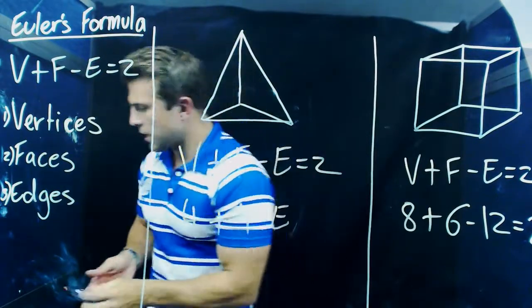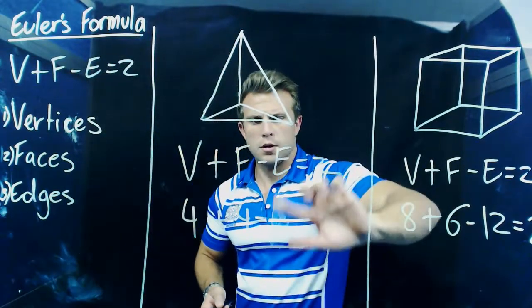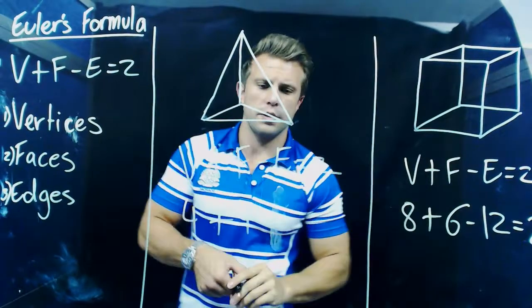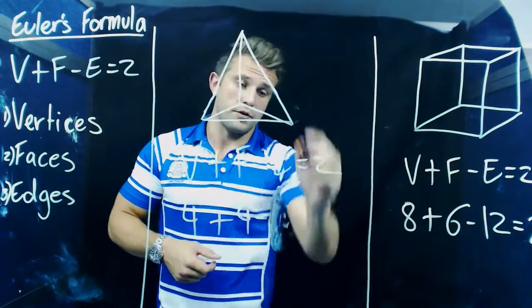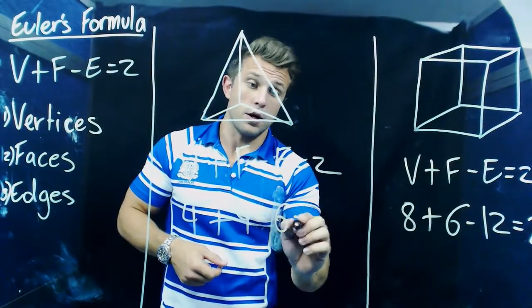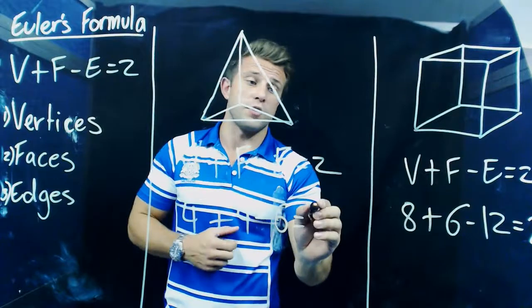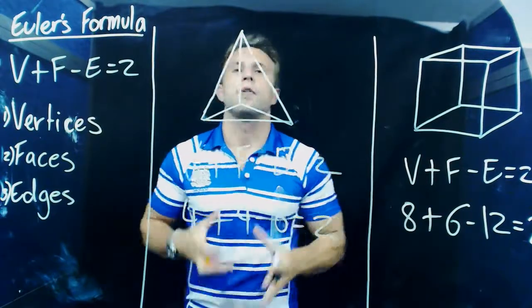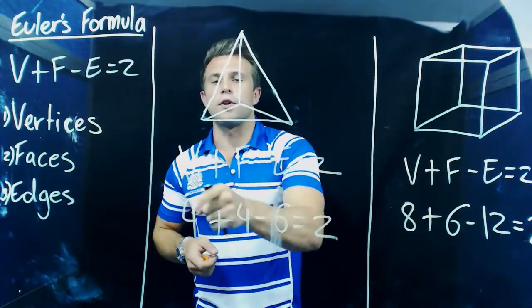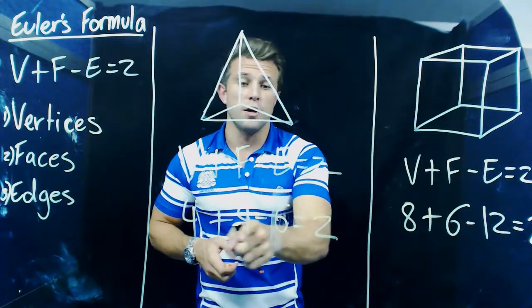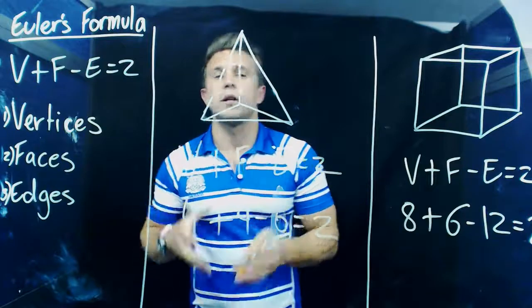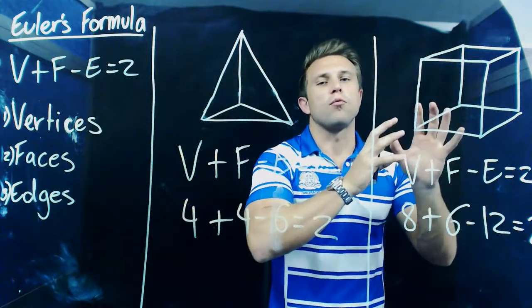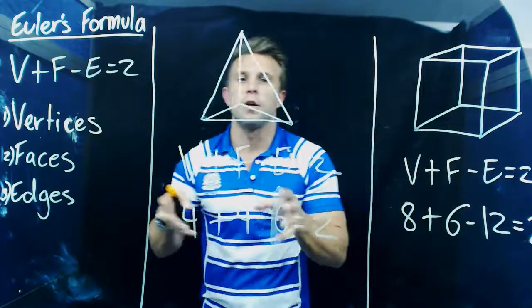Oops, sorry, I wrote the E down there. I do apologise. We've got edges 1, 2, 3, 4, 5, 6. Equals 4 plus 4 is 8, minus 6, equals 2. I know I've got the right amount of vertices, faces, and edges because I know this will always equal 2. Okay, boys? That's all this formula is. Very important to know that we've got the right properties for the right polyhedron.